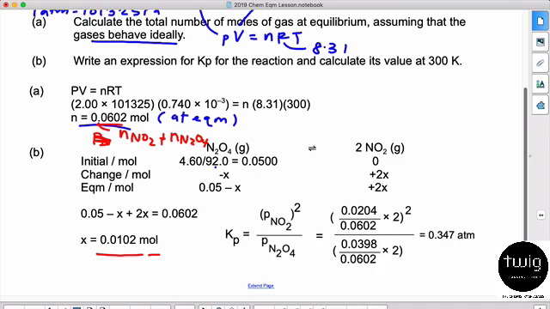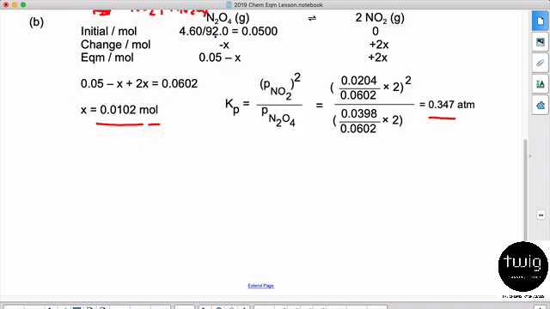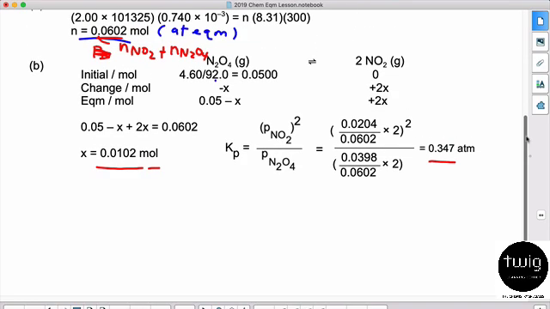Your answer should be 0.34 something at least. I mean 344 or whatever, but it's 0.34 something. So it's the mole fraction. The number of moles here is actually 0.0204, and the number of moles here is actually 0.0398. Just do a quick check. Roughly should be about there.